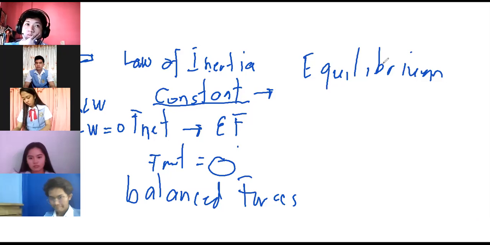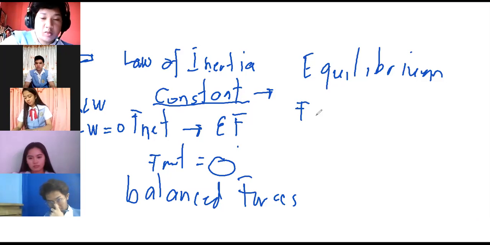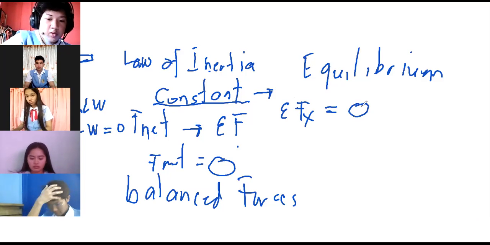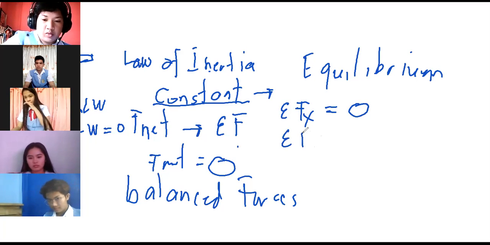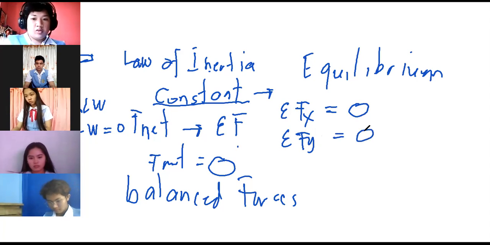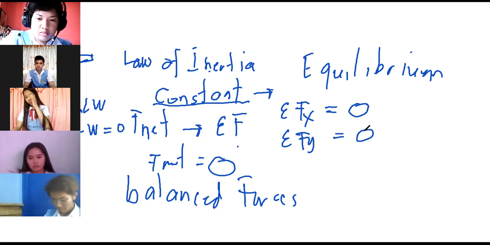If we treat our forces as vector quantities, we have the summation of forces in the x-axis. It has a component of the force in the x, and if it is in equilibrium, it must be equal to 0. That is the condition we have to remember in translational equilibrium. Likewise, the summation of the forces in the y must also be equal to 0. So if you sum up all of the forces in the x, the answer will be 0, and if you sum up all of the forces in the y, the answer is also equal to 0.